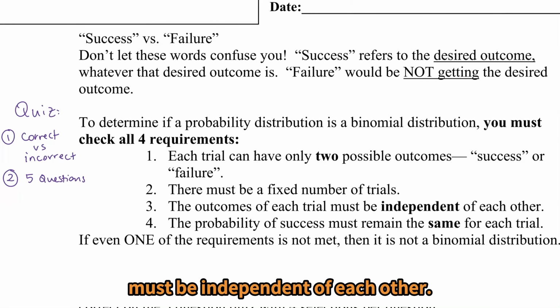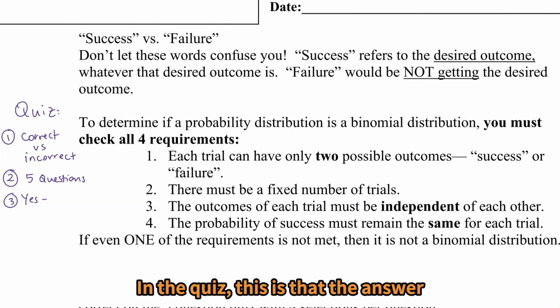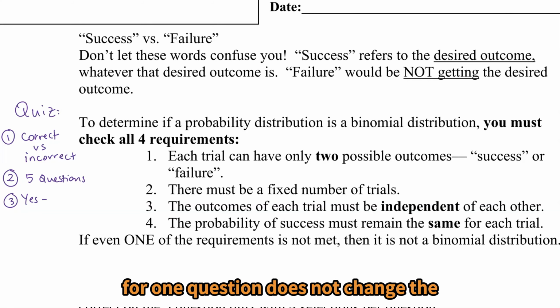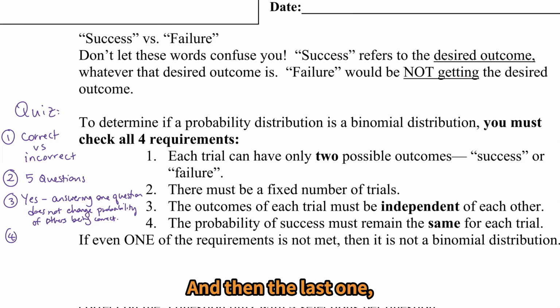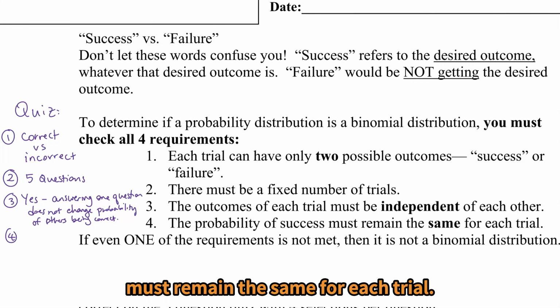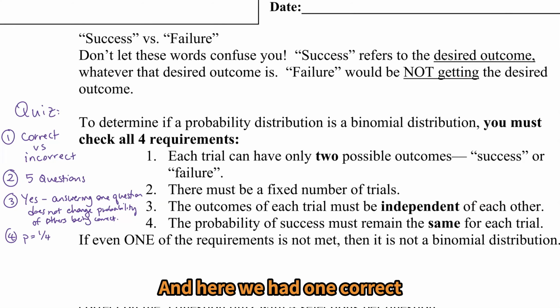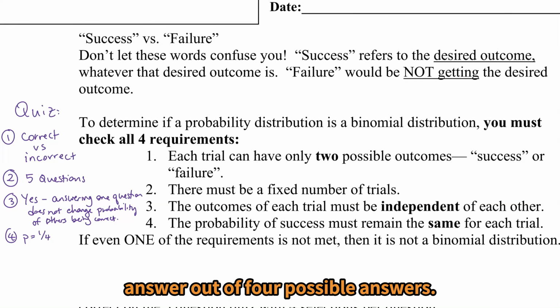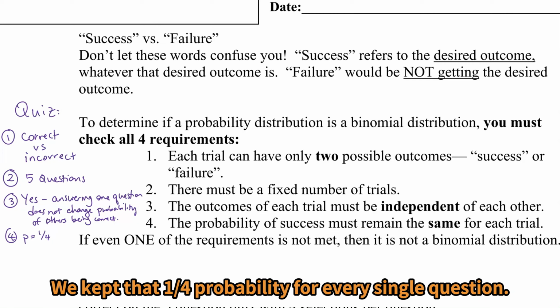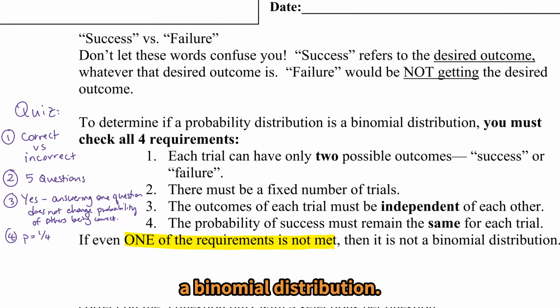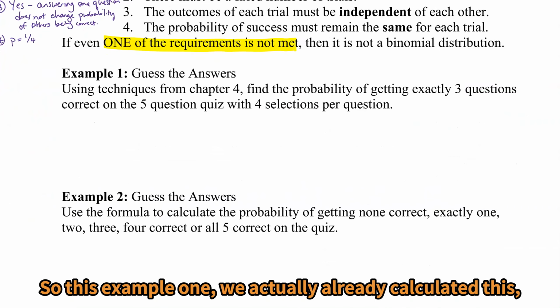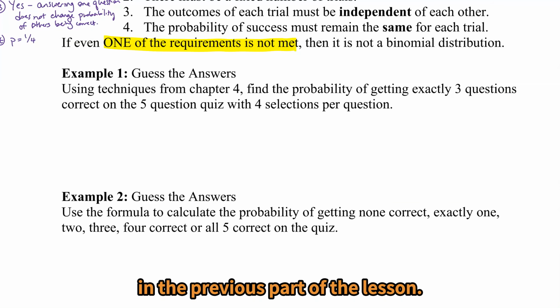The outcomes for each trial must be independent of each other. In the quiz, this is that the answer for one question does not change the probability of getting the other questions correct. And then the last one, the probability of success must remain the same for each trial. And here we had 1 correct answer out of 4 possible answers. So we kept that 1/4 probability for every single question. If even one of the requirements above is not met, then we do not call that probability distribution a binomial distribution.